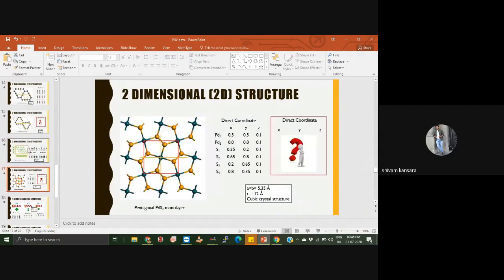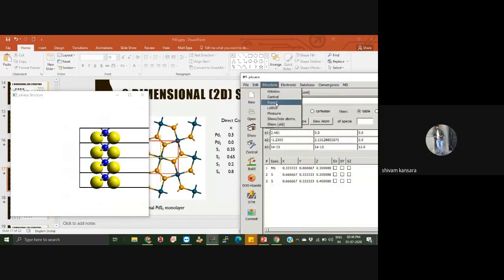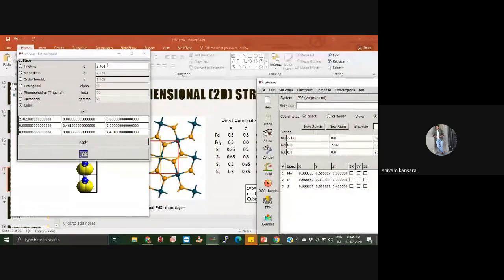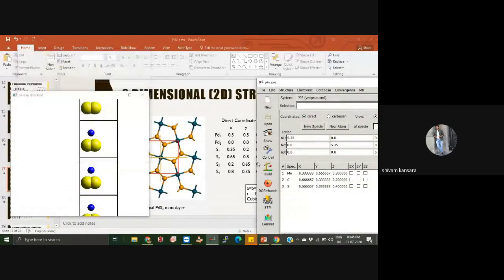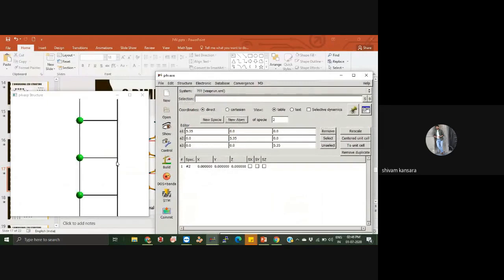Okay, and this is another, the last structure of two-dimensional system, pentagonal PdS2 monolayer. Here we have used cubic structure. So let's press cubic, apply. But what is the cubic system? Lattice constant is 5.35. Okay, apply, and again go to build and delete this atomic position and remove. Fine, so press new atom.